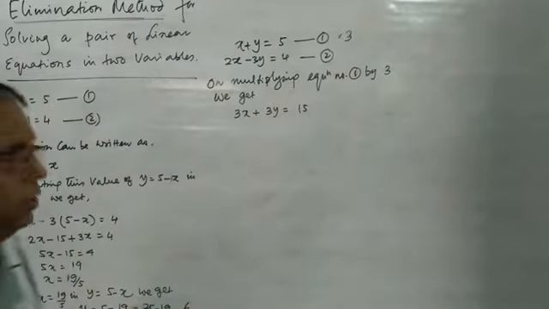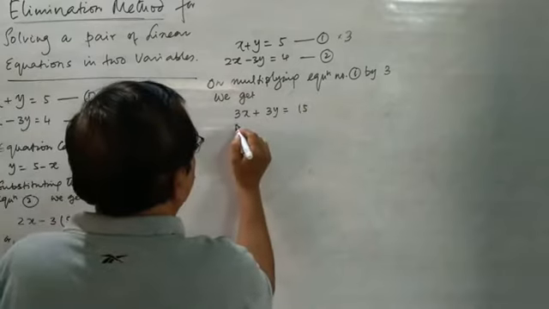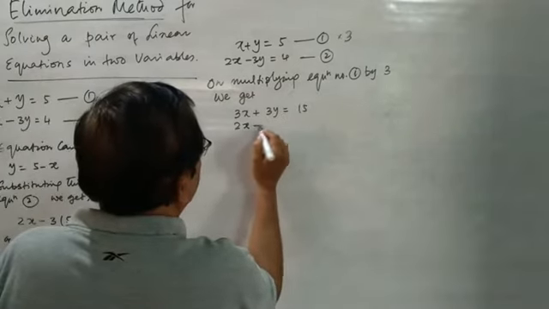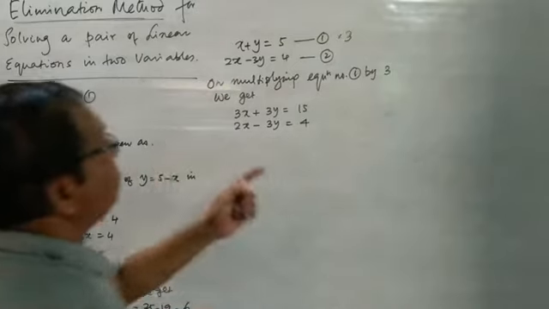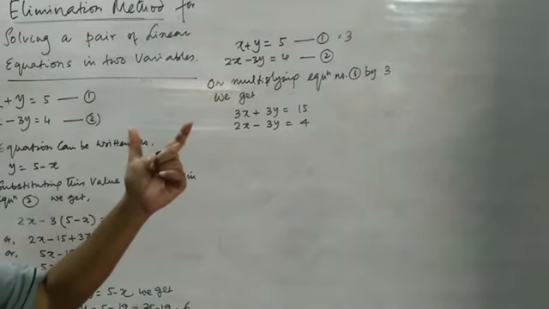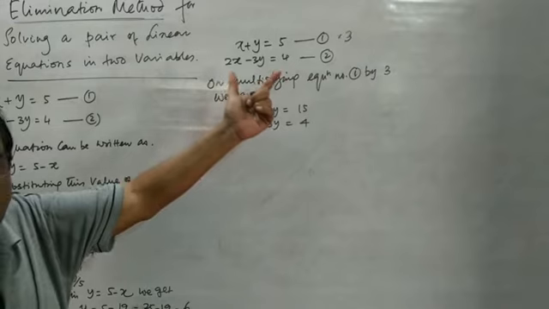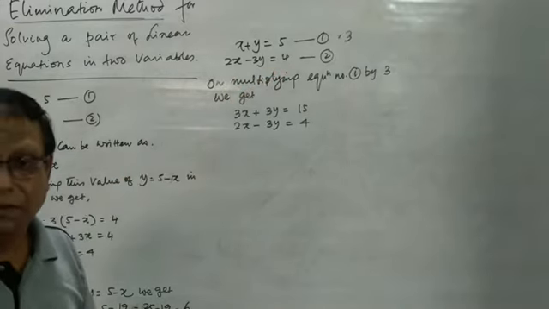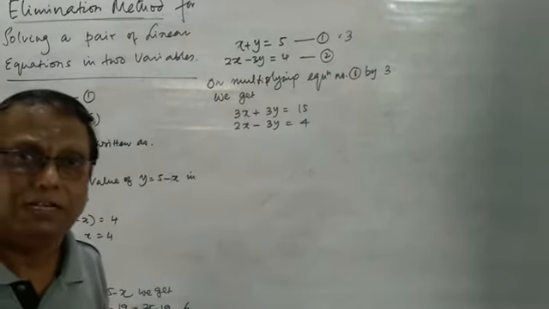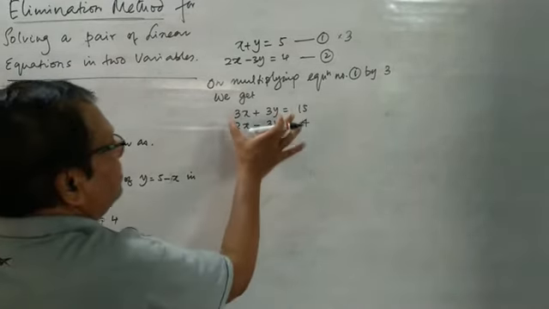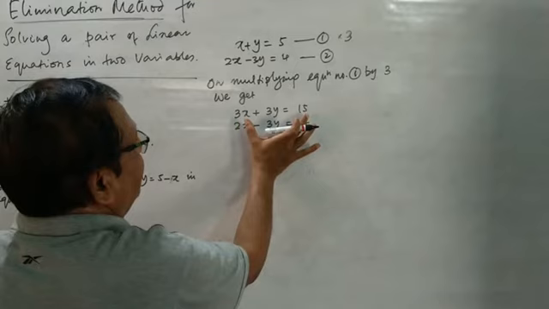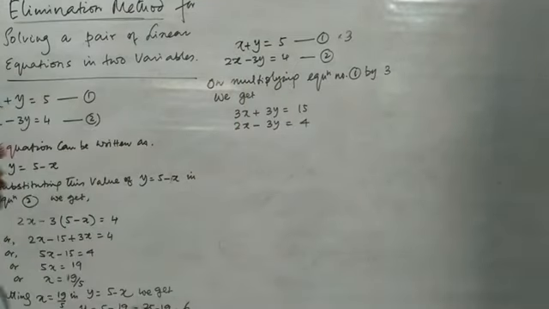You have to multiply either side. And what is the second equation? Unchanged. That is 2x minus 3y is equal to 4. Though we have multiplied equation number 1 on either side by 3, since both sides are multiplied by 3, a constant, this 3x plus 3y is equal to 15 is just another name for x plus y is equal to 5.